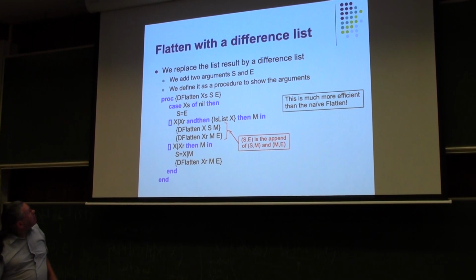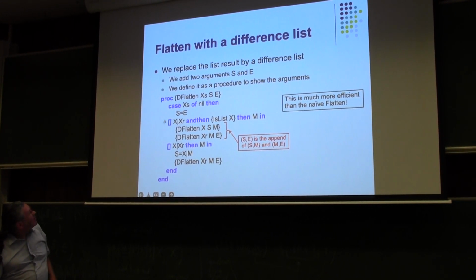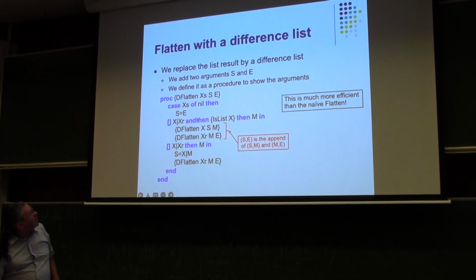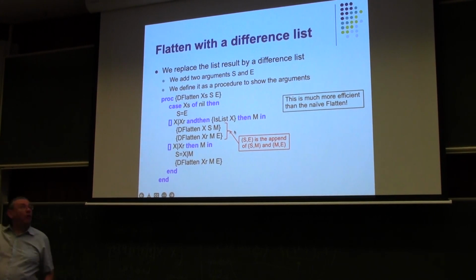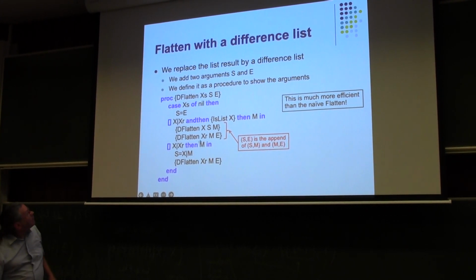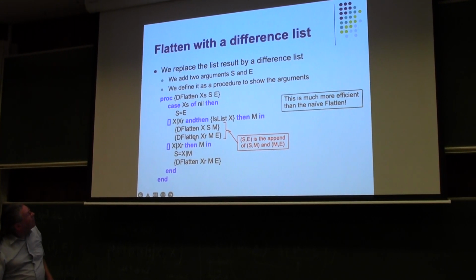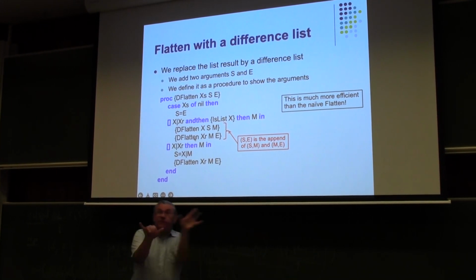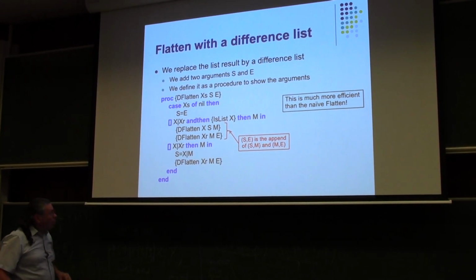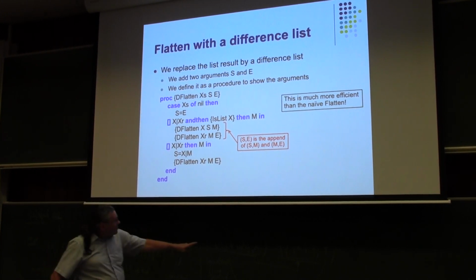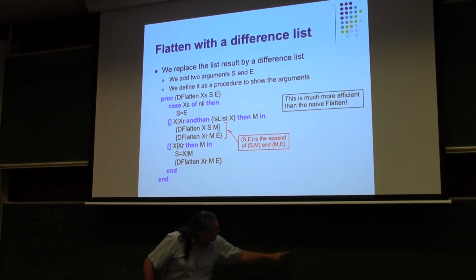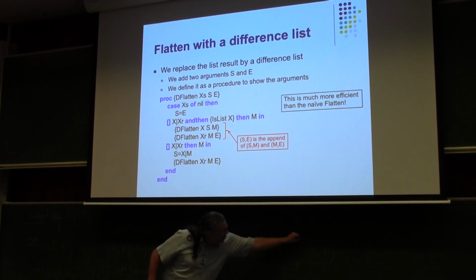But the interesting one is the one in the middle here, okay? What if x and xr are both lists? Is list x is true? Then I have to do two recursive calls. Deflatten of x and deflatten of xr. And I have to append those two difference lists together. Well, what that means is that the second argument of the first one has to be bound to the first argument of the second one. These two have to be bound together.